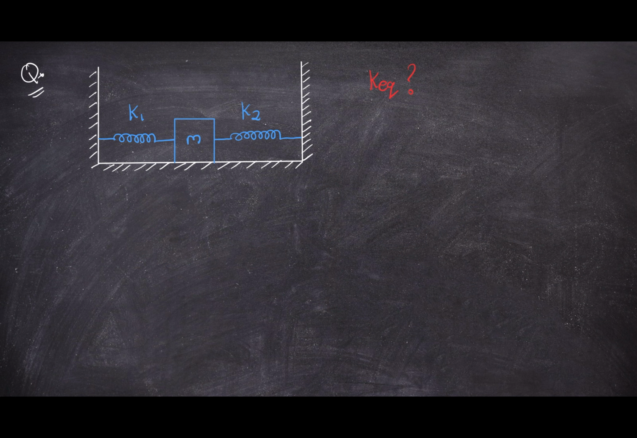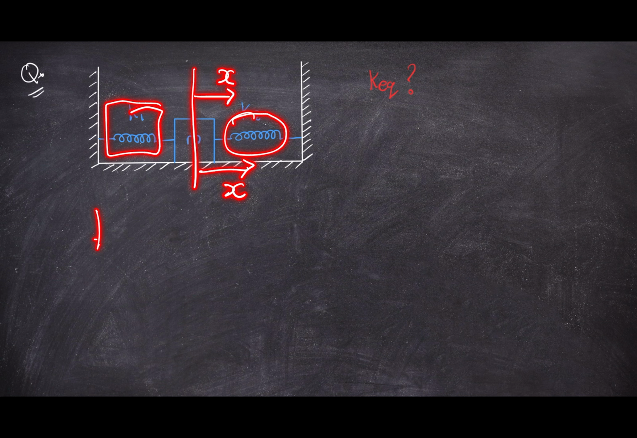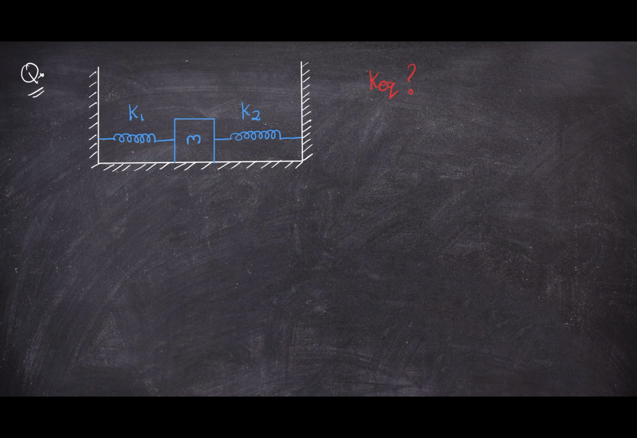So let's say I displace this block by some length. For spring K2, it would be compressed by length X, and for spring K1, it would be elongated by length X, isn't it? So I can say that the displacement for K2 and the displacement for K1 is the same, so it is nothing but parallel, correct? So for parallel, we know that K equivalent is equal to K1 plus K2. That's it.